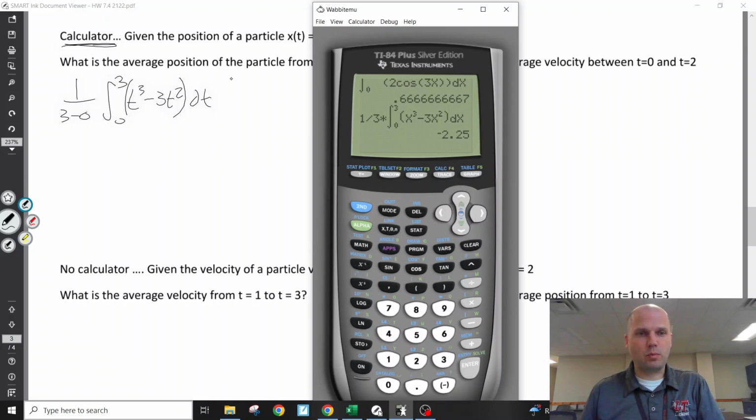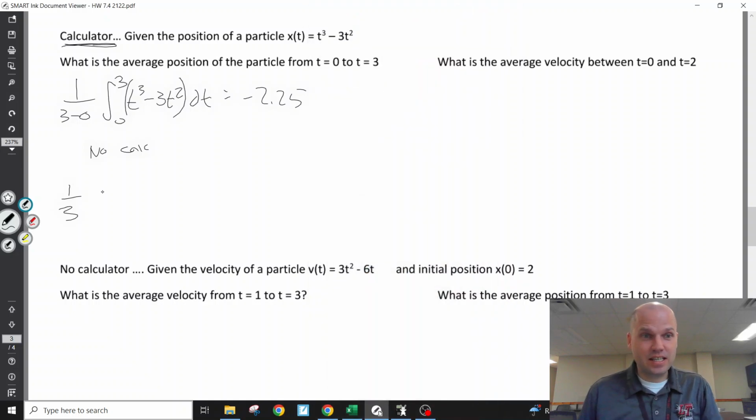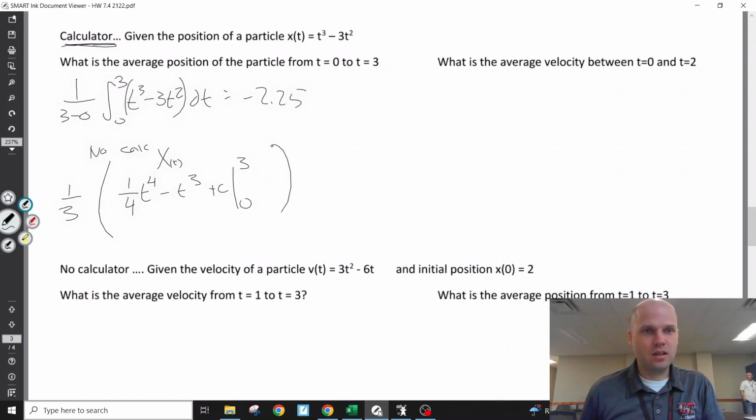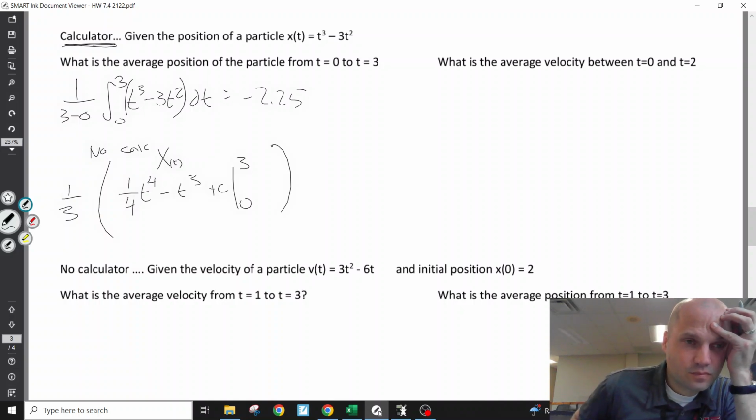Okay, negative 2.25. If I did not have a calculator, I would have to take the antiderivative of this to give me big X. And I'd have to find the change in big X from 0 to 3, knowing that the plus c won't matter, so I don't have to worry about it. Here, I'll show you.